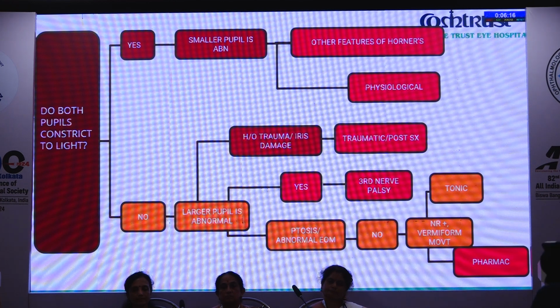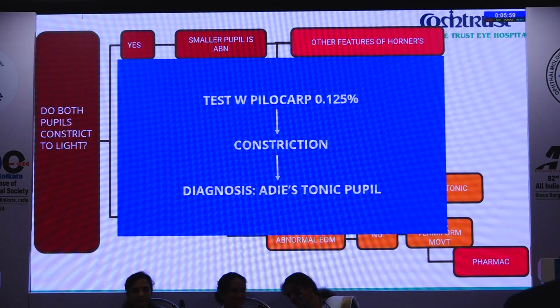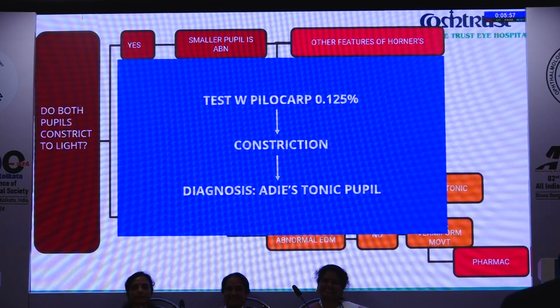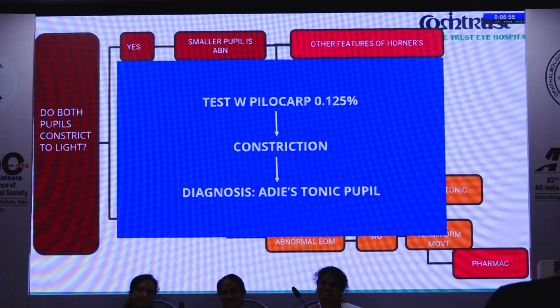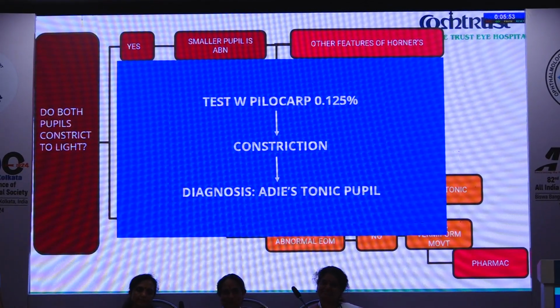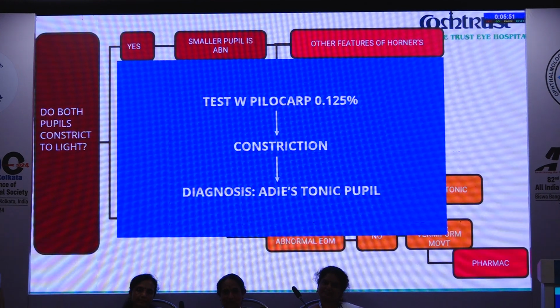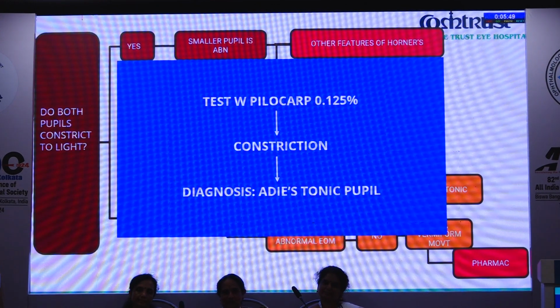So let us take you through. Do both the pupils constrict to light? They did not. Was the larger pupil abnormal? Was there ptosis or abnormal extraocular movements? There was not. Was there vermiform movement? Yes. So we can consider if it is an Adie's tonic pupil. We tested with pilocarpine 0.125% and there was constriction of the pupil. So we gave a provisional diagnosis of an Adie's tonic pupil.